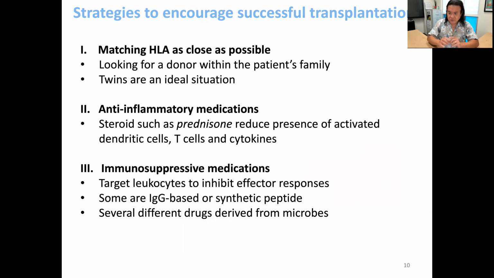So some strategies can be used to encourage successful transplantation. Number one, not surprisingly, is matching the HLA profile as closely as possible between donor and recipient. Now, obviously, I don't mention the ABO blood type in here, but that's a given. You have to match the ABO blood type first. But because we're talking about solid tissue now, we also have to worry about matching the HLA type.